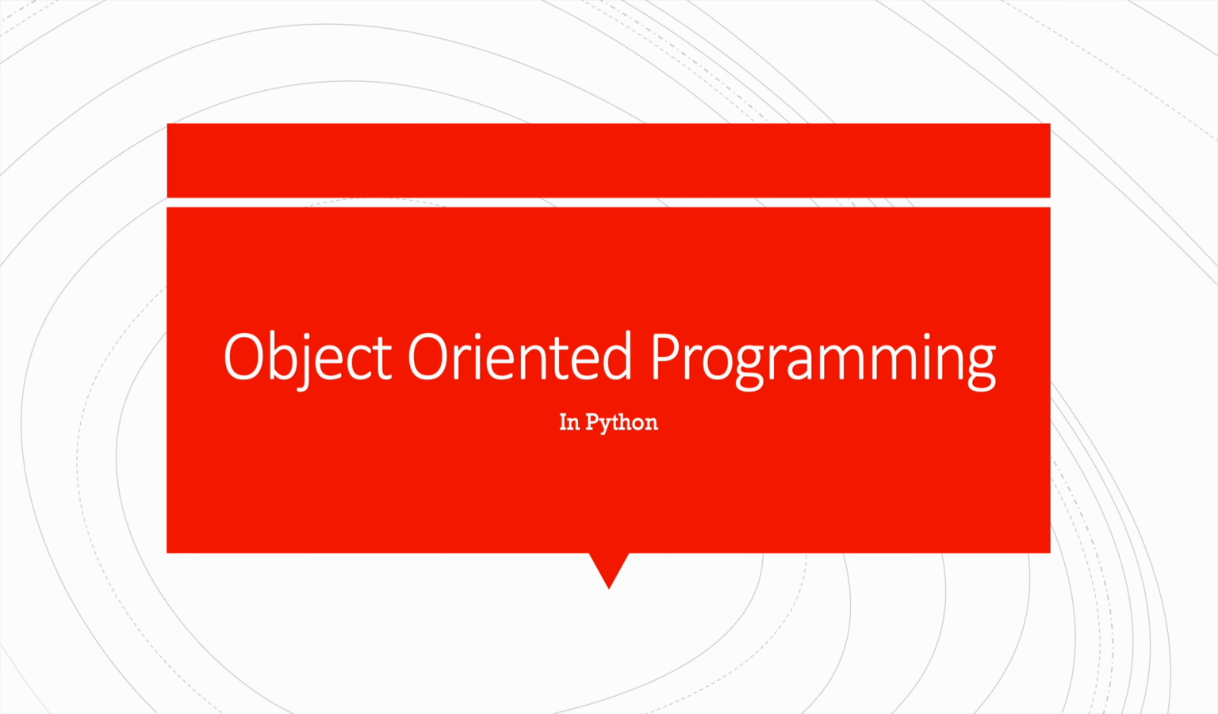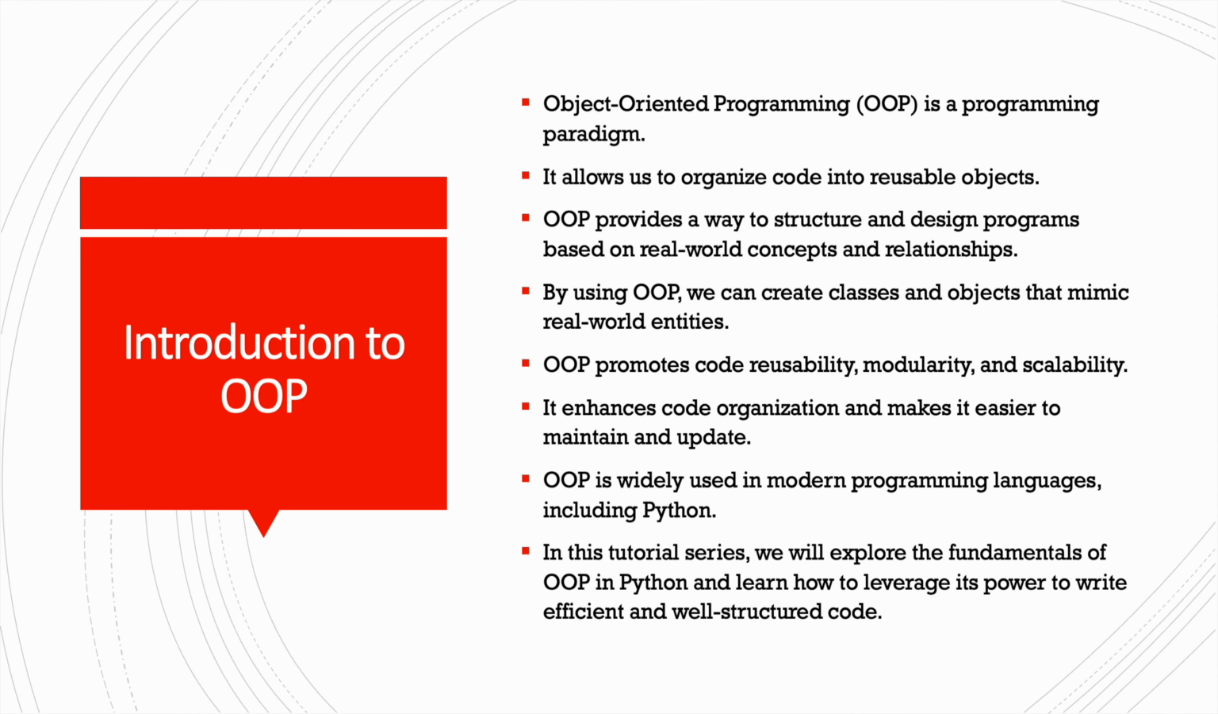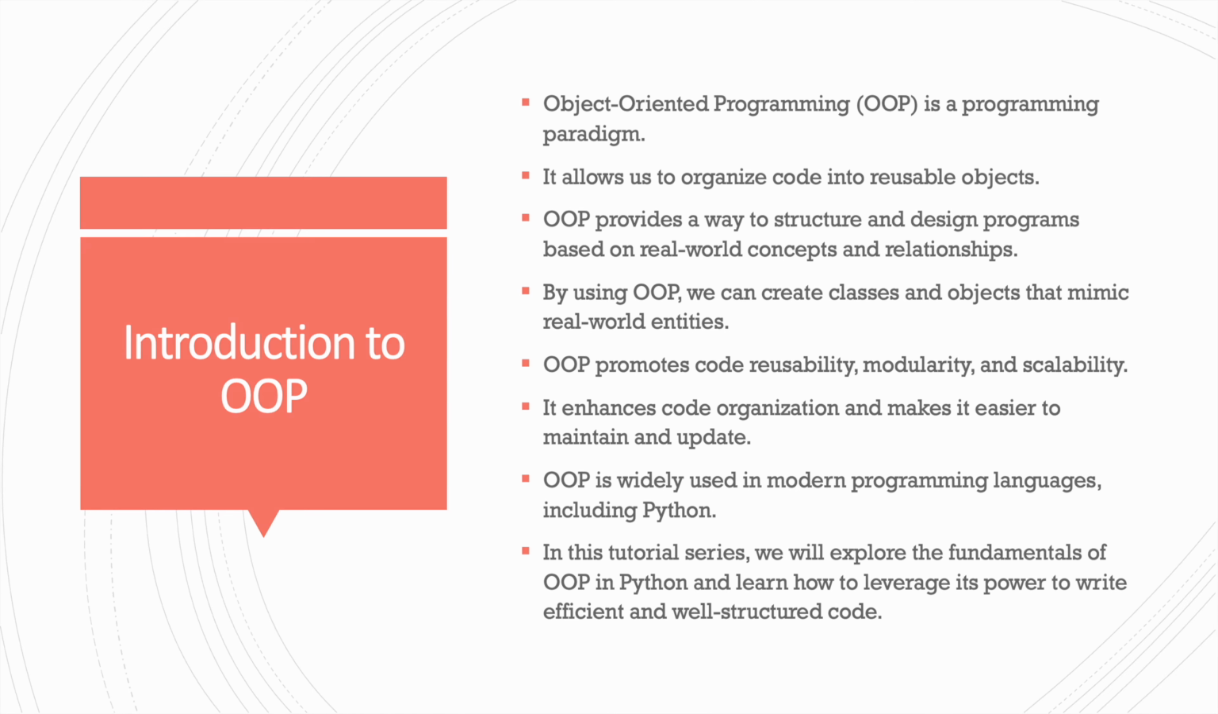In this first video, we will provide an introduction to object-oriented programming and explain its importance in Python programming. So let's get started. Object-oriented programming, or OOP for short, is a programming paradigm that allows us to organize our code into reusable objects. It provides a way to structure and design our programs based on real-world concepts and relationships.